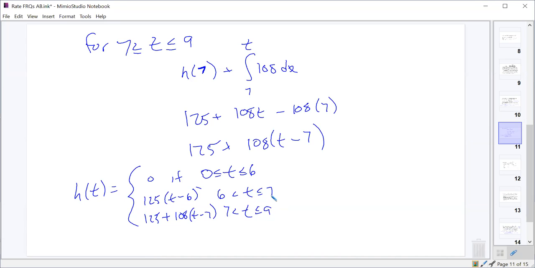If you made this just less than 7, you can't actually get to the 125 that you were supposed to get to. So we flip it around. I think if you put this as a less than and this is a less than or equal to, you'd probably still be fine. I don't think they would have dinged you for that.